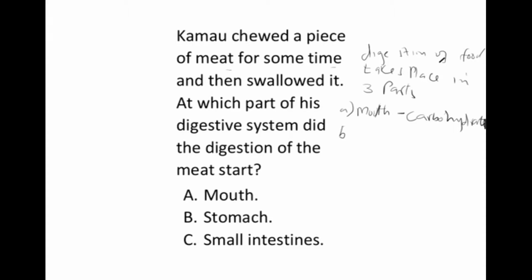B, we have the stomach. Food digested here are proteins, things like meat, milk, eggs, they are proteins. Example proteins, they are digested in the stomach.